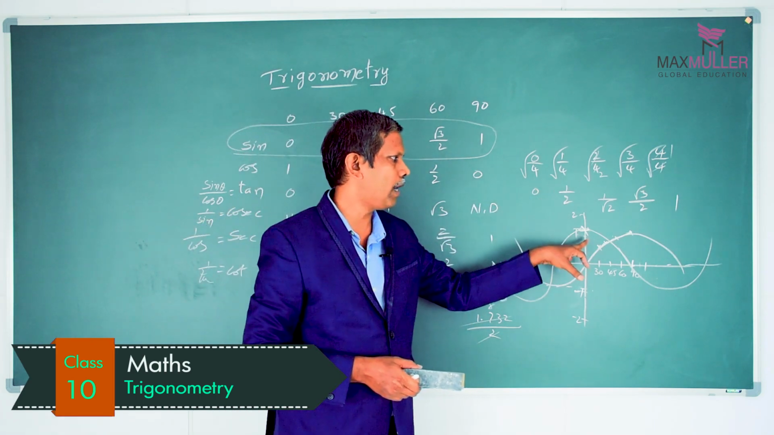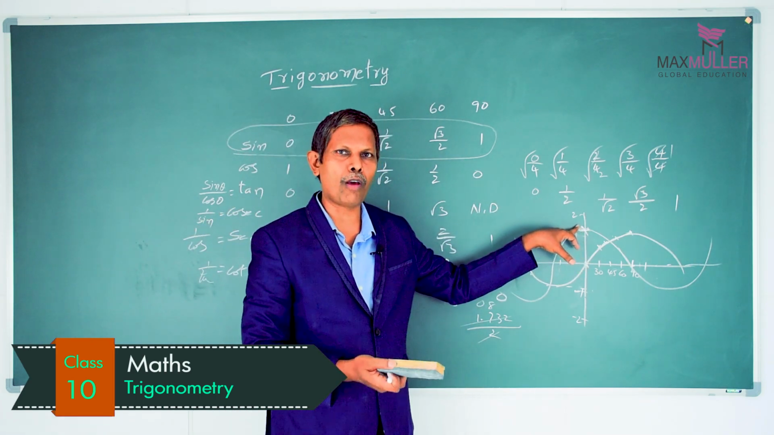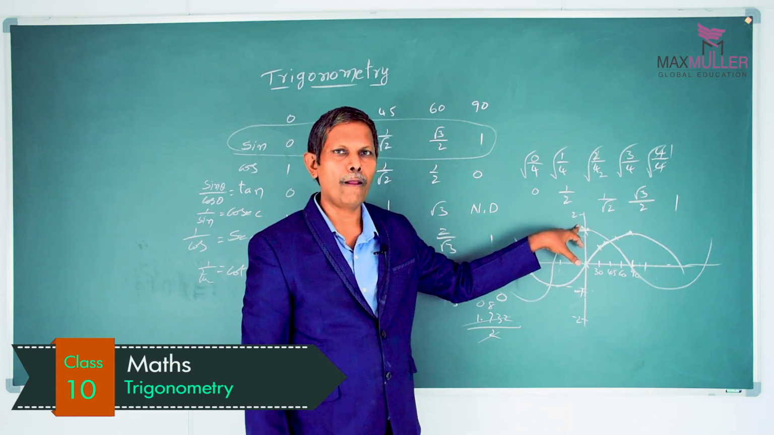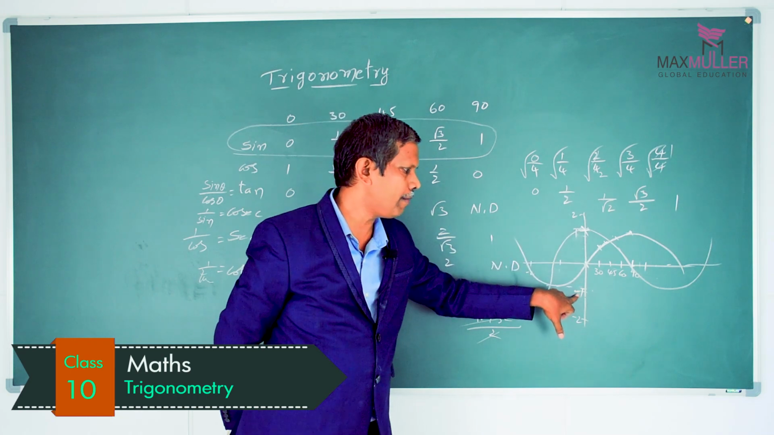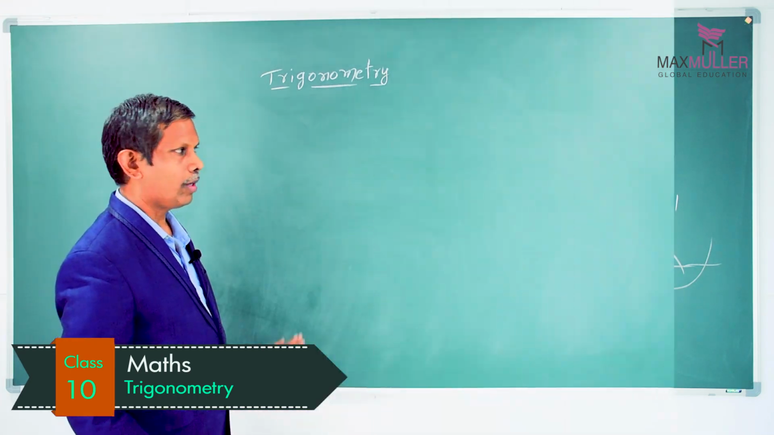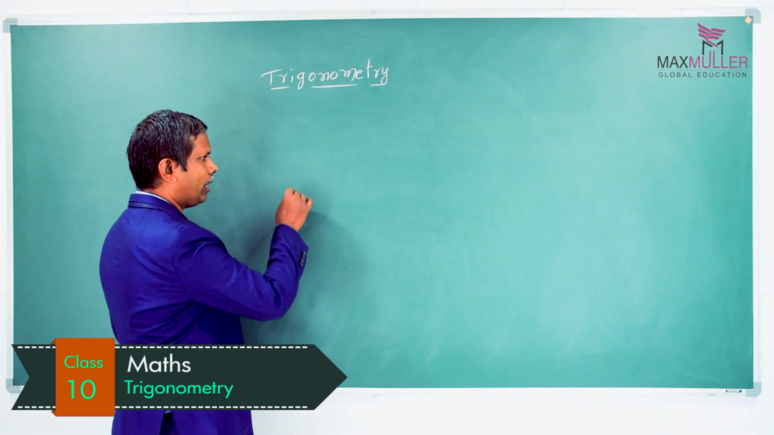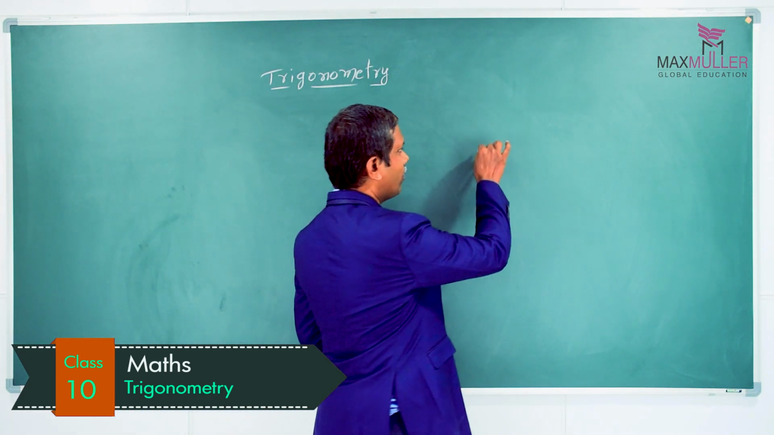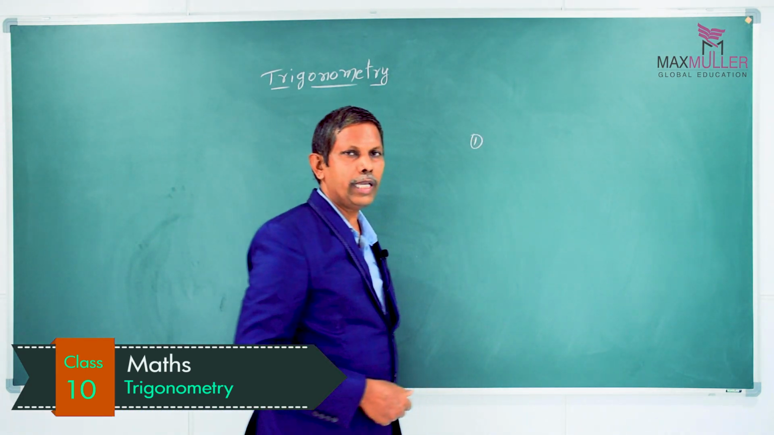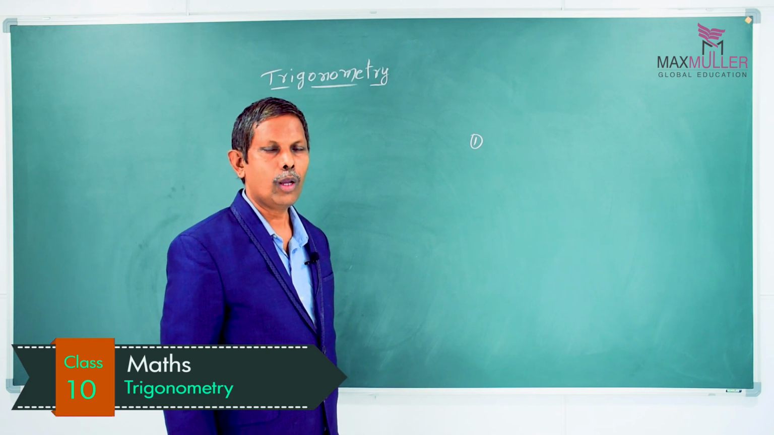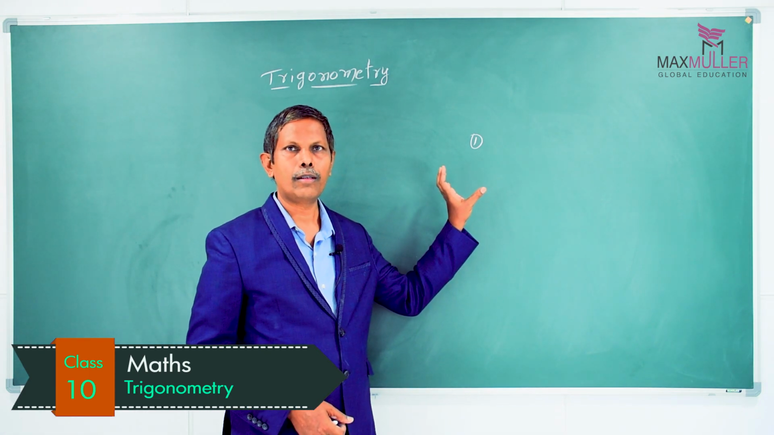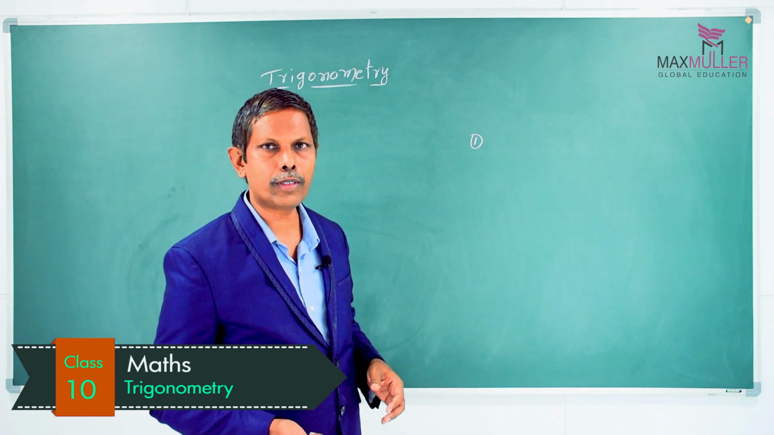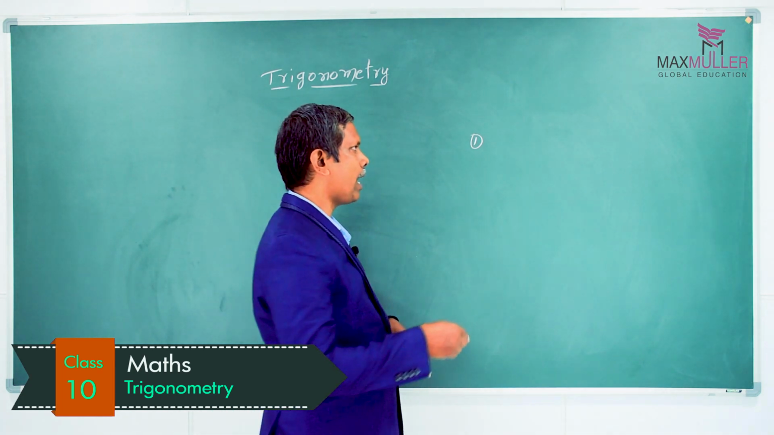So the maximum value of sin theta is 1. Cos theta is also 1 only. The maximum value of sin and cos is 1. Minimum is -1. Okay, but now we are discussing only 3 formulas. First, these are called identities. What are identities? Identities are trigonometry terms whose value is equal to 1.